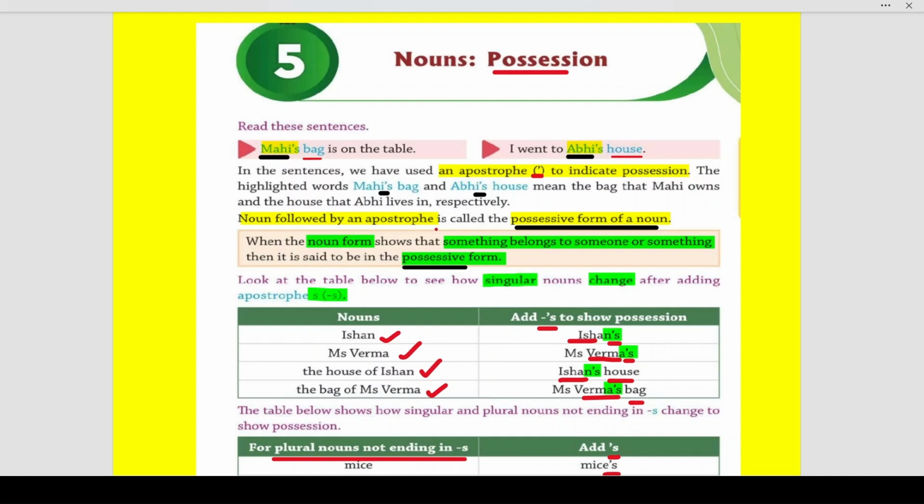A noun which is followed by an apostrophe is called the possessive form of a noun. So how will you understand what is the possessive form of a noun? When after a noun we use an apostrophe and an S. When the noun form shows that something belongs to someone or something, then it is said to be in the possessive form. Let us see below in the table to see how singular nouns change after adding apostrophe S.